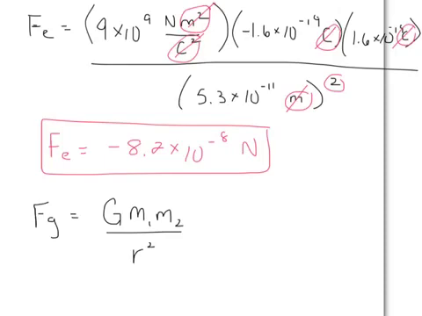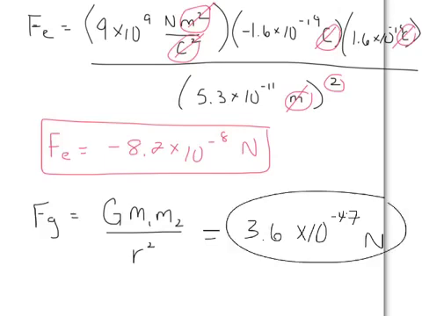R is the same value as the previous part, because we're still looking at this proton and this electron separated by this given distance. And if we go ahead and plug these numbers in, what we're going to end up getting is 3.6 times 10 to the negative 47. Now, that's in newtons, obviously, as well. And take a look at the huge difference here.